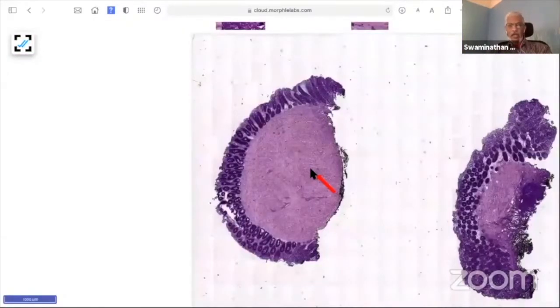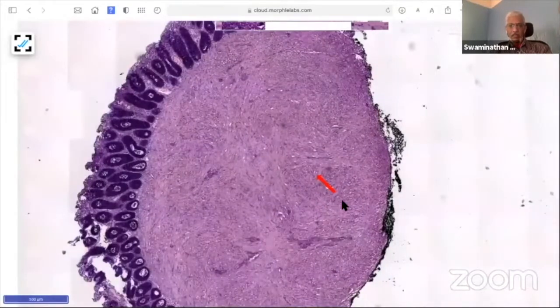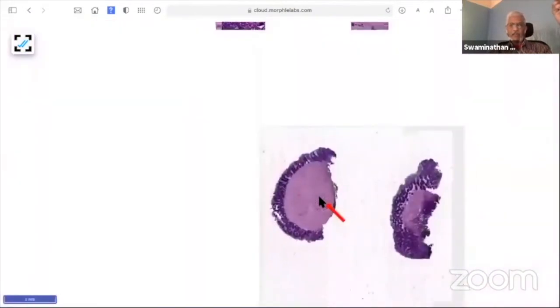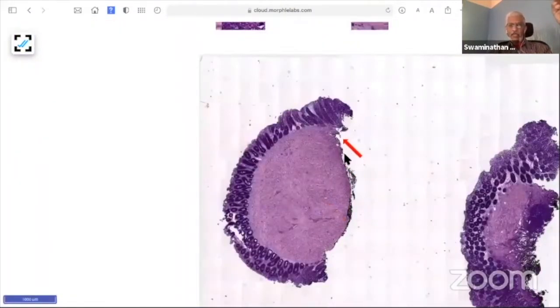And look at them, they are coming around the blood vessels. And you all know blood vessels have smooth muscle bundles. So this is a nice case of leiomyoma. The only negative thing here is that it is there in the margin. So you have to tell the clinician it's a benign leiomyoma and it is present in the margin.